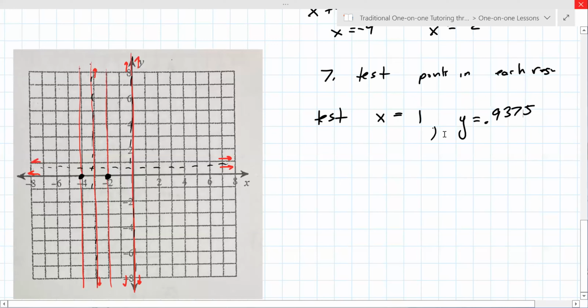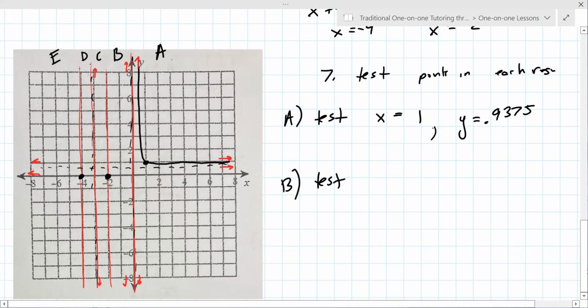So when x is 1, if you're seeing my screen, y is 0.9375. So it's right up here, roughly. And that means that these arrows connect here. Now we need to test a point. Let me mark these regions: A, B, C, D, and E. We just did A. I know it's weird going backwards with the letters, but that's what we're going to do.